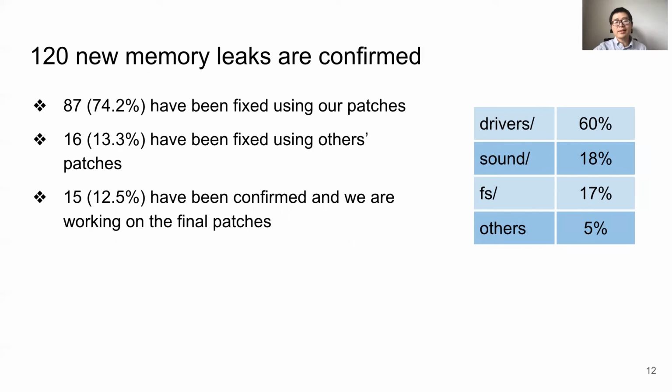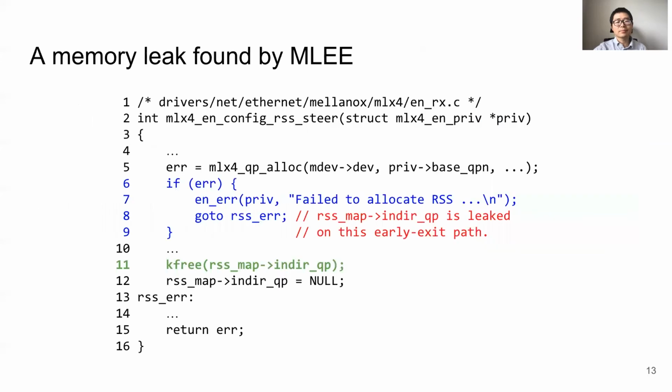We also studied the kernel module from which the memory leaks are discovered. As shown in the table on the right side, around 60% of memory leaks are found in drivers. This implies that drivers are one of the most buggy modules in the kernel. At the same time, this also shows that non-driver kernel modules also suffer from memory leaks.